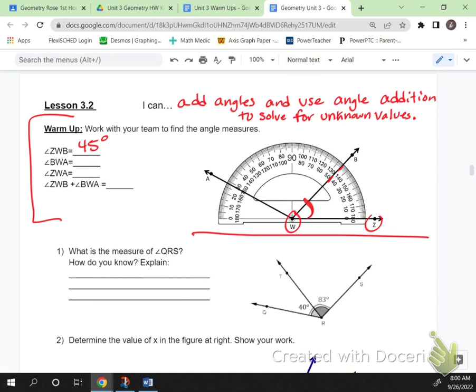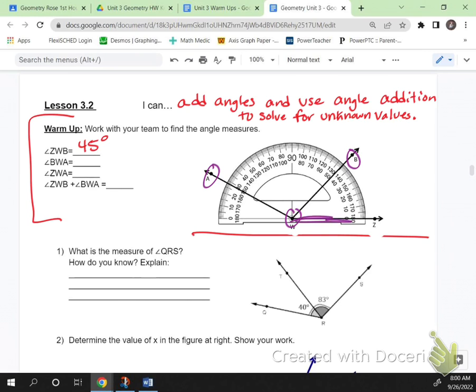The measure of BWA. So let's find that angle. BWA is in the middle here. What did you guys get? You sure? Do you know how to find BWA? Do we need some help with that?